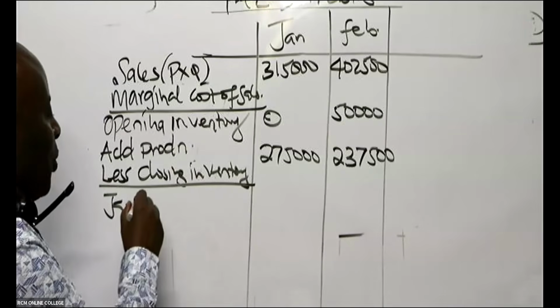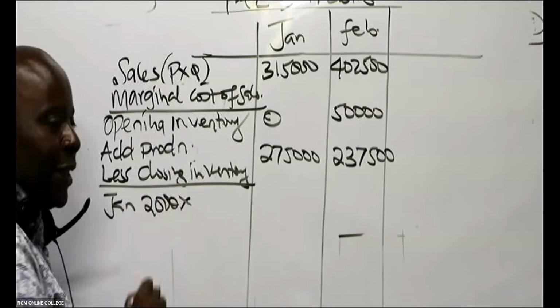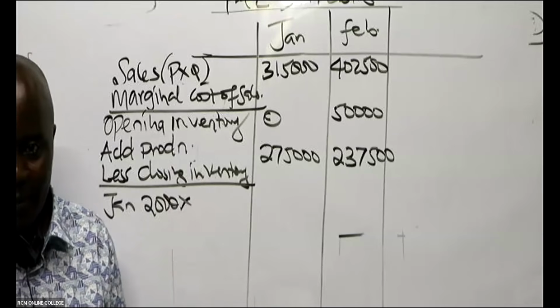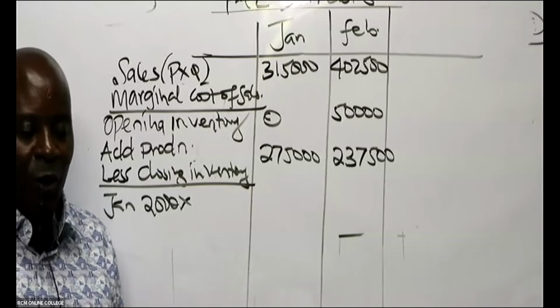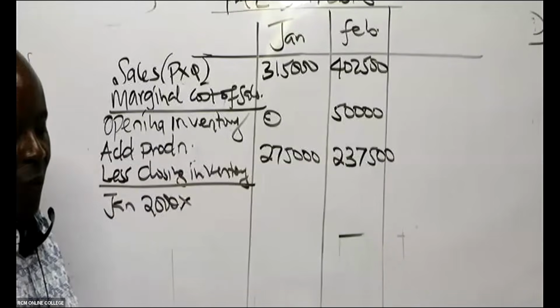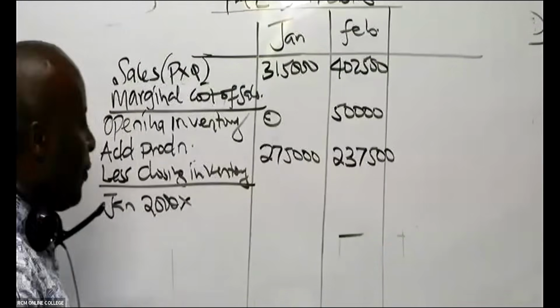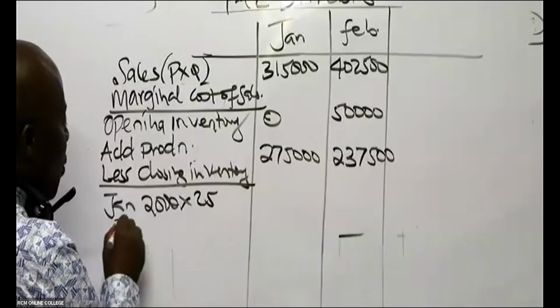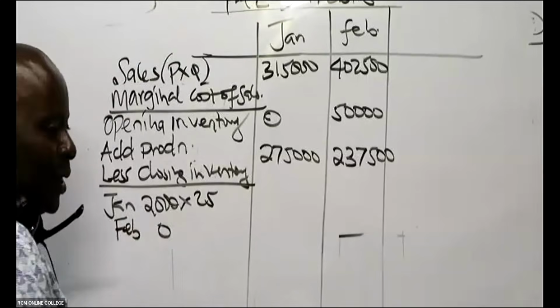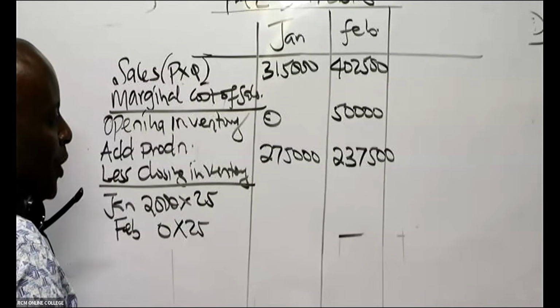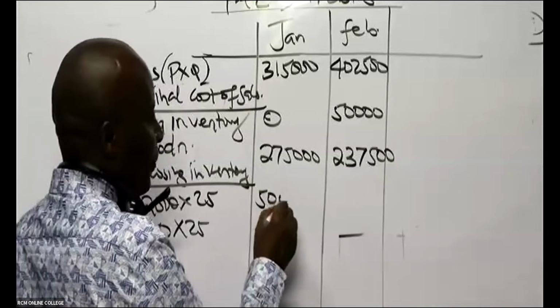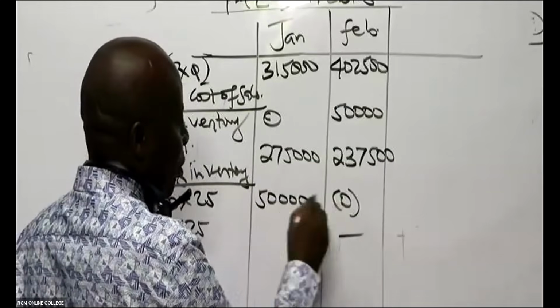2,000. January units were 2,000. At what rate? Remember, in inventory and production, we normally value them at the same. And because you're using marginal cost, you're valuing this at 25. February closing was 0, isn't it? For revision, I can just say times 25. So then this gives me 50,000, right? This gives me 0. Remember, I'm supposed to subtract.